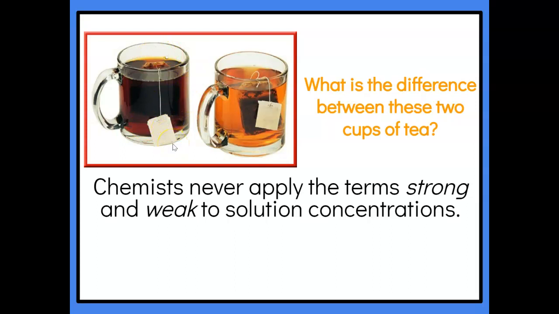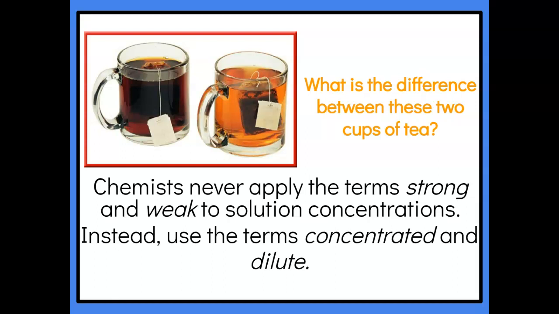Now, in normal terms, you could say, oh, the tea on the left is stronger. This could also apply to coffee as well. Like a stronger coffee has more coffee grounds to water ratio. But we never use the term strong and weak to describe solution concentrations, okay? Because we're chemists, we're scientists here. So instead, we're going to use the terms concentrated and dilute or diluted.